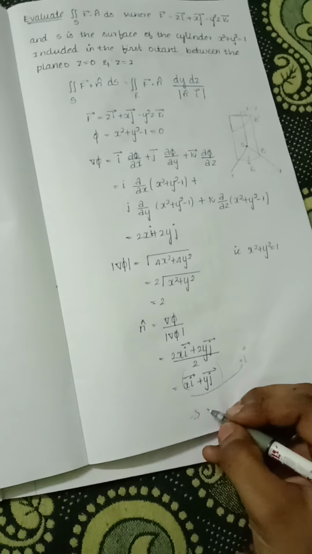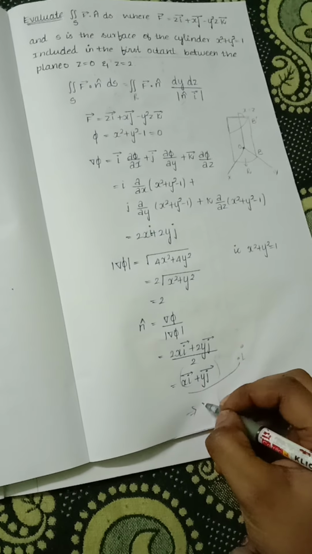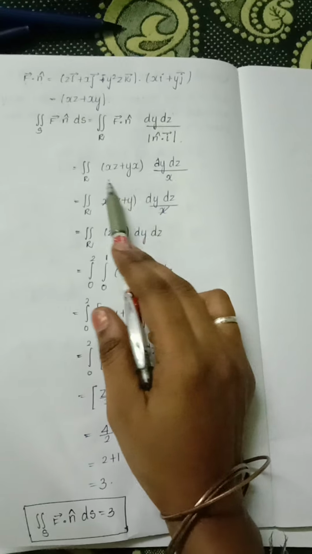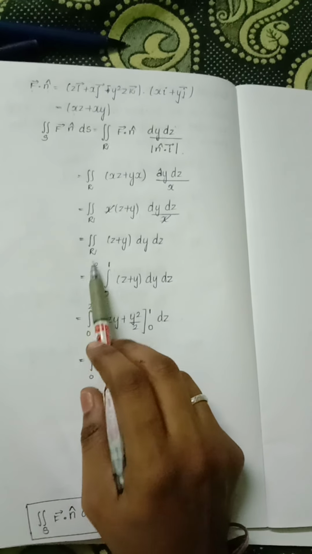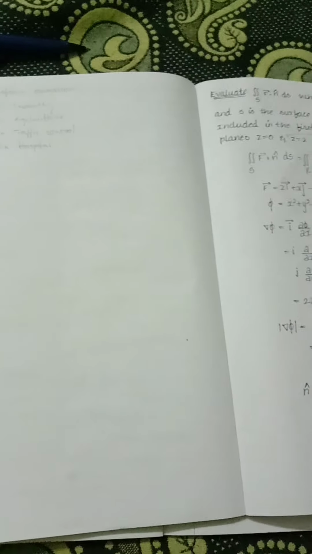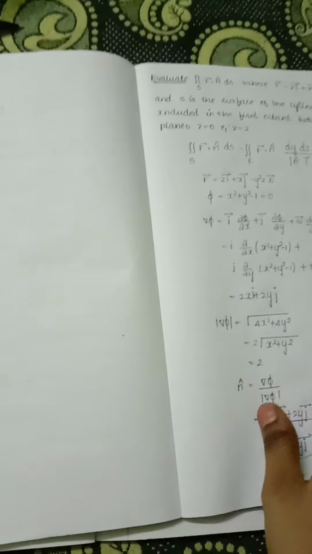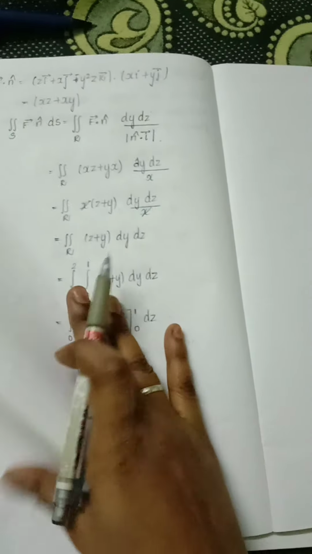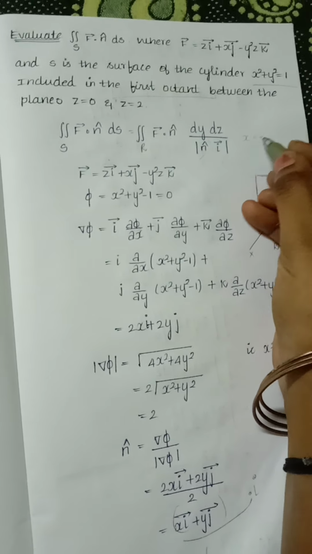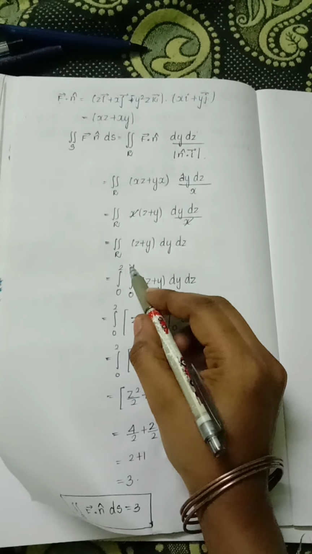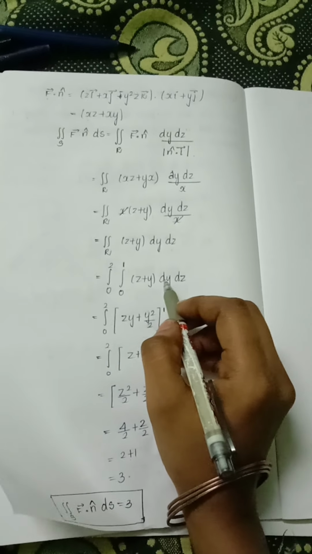So the modulus of n cap dot i is nothing but x. So we place x here. Then in this term the x gets cancelled and the left terms are here. Then we want to find our range. One range is already given in the question, that is z range 0 to 1. Another range we find from our cylinder form. If we put x as 0, y equals 1. So that is placed here, 0 to 1 and 0 to 1, of z plus y dy dz.